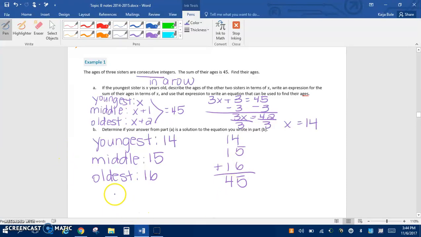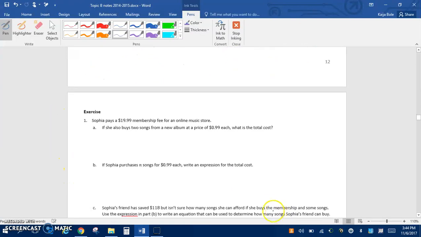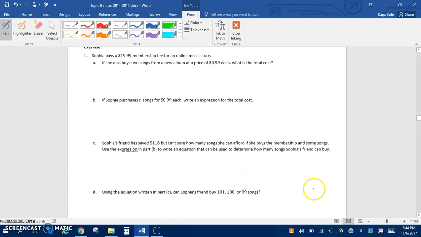Okay, so we're going to flip over to the next page, last page here, and we're going to do just a few together. Alright, we're going to start with number 1A. So it says, Sophia pays a $19.99 membership fee for an online music store. If she also buys 2 songs from a new album at a price of 99 cents each, what is the total cost?